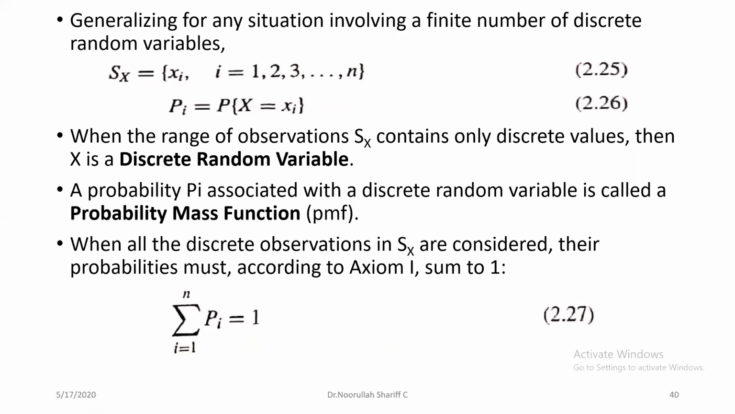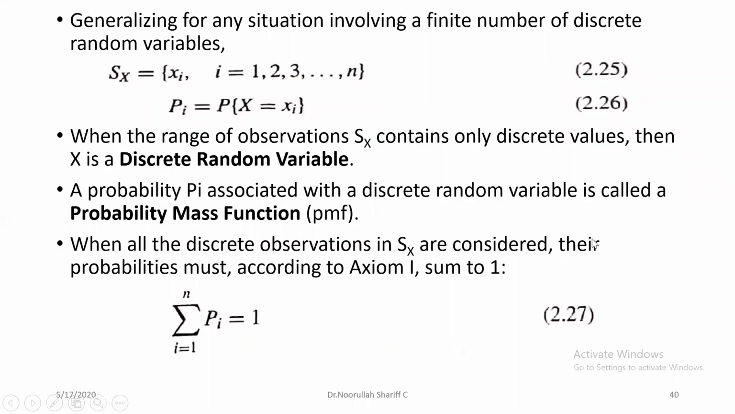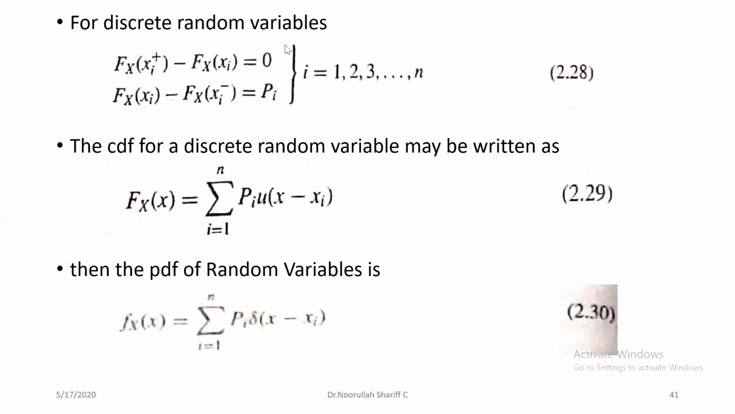So the probability Pi associated with the discrete random variable is called the probability mass function. So we also call this the probability mass function. When all the discrete observations in Sx are considered, then probabilities must, according to axiom 1, sum to 1. So if you add them up, whatever we have here, 0.24, 0.32, 0.44, the sum will be equal to 1. Right? The addition of them will be equal to 1.